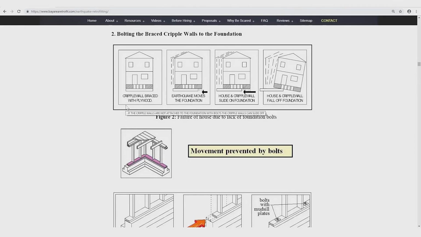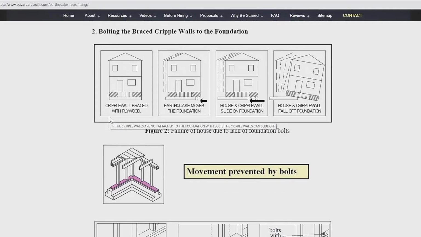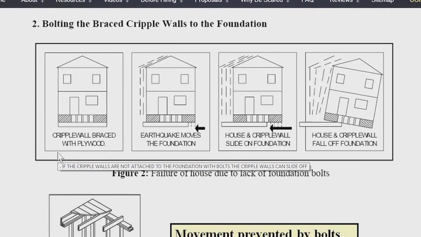Okay, now I'd like to talk to you about the foundation bolts. Every retrofit involves foundation bolts in some way. So in this case, we have a house, the hatch part right here represents plywood that's on the brace cripple wall. Now, when the earthquake force hits, it will cause the cripple walls that have been braced with plywood to slide on top of the foundation unless they're bolted.